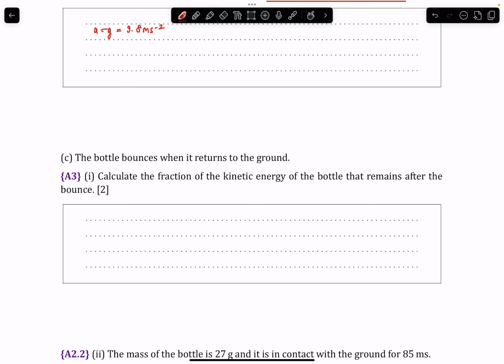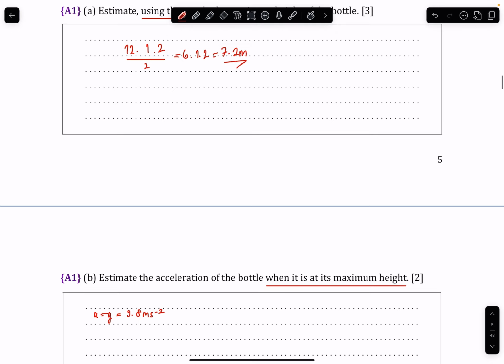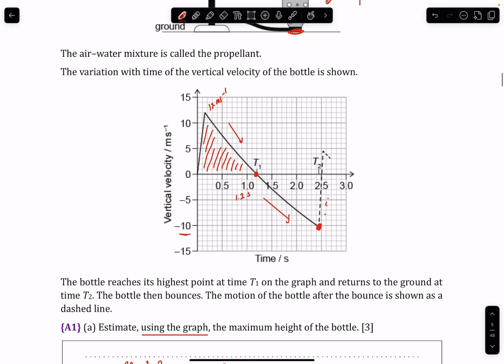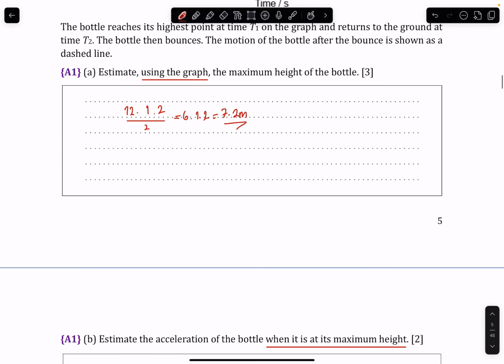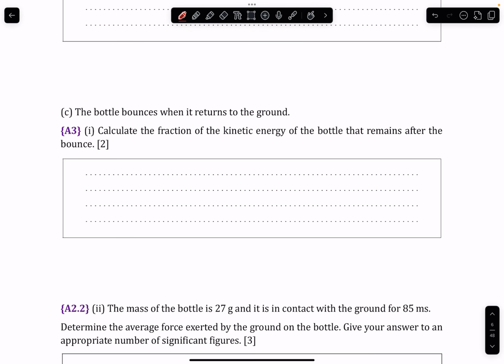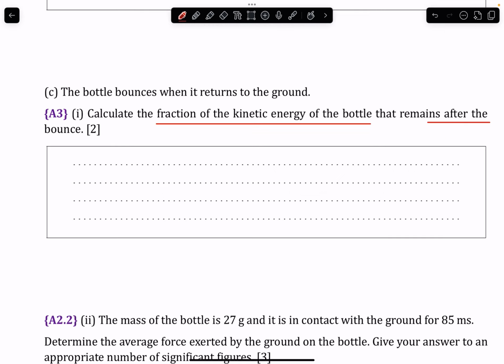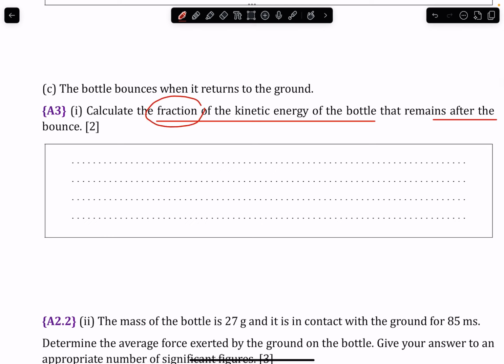It says that the bottle bounces when it returns to the ground. It is talking about this dashed line here, because when it hits the ground it then bounces, and as you can see, it has lower vertical velocity than before. It says to calculate the fraction of the kinetic energy of the bottle that remains after the bounce. To calculate the fraction of the kinetic energy that remains, what we would normally do is look at the fraction of the final kinetic energy versus the initial kinetic energy.